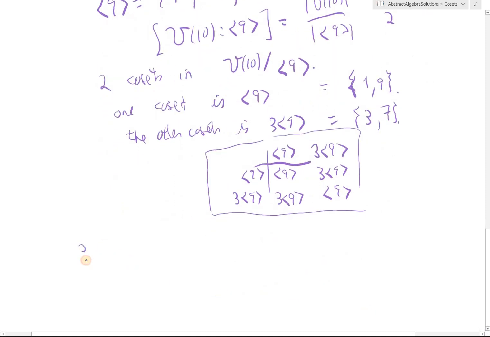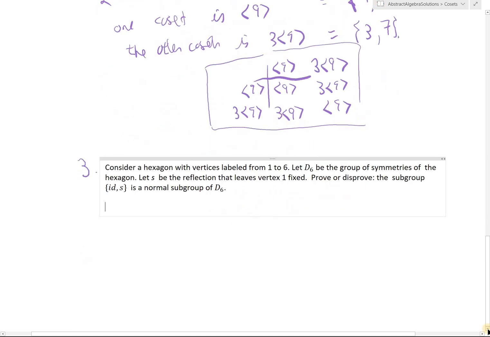Last question. Okay, let me grab it here. All right, consider a hexagon with vertices labeled from 1 to 6. Let D6 be the group of symmetries of the hexagon. Let S be the reflection that leaves vertex 1 fixed. Prove or disprove the subgroup {ID, S} is a normal subgroup of D6.